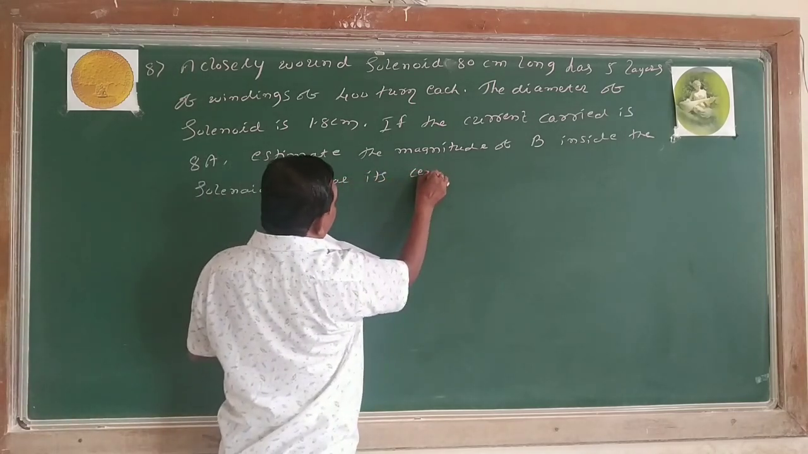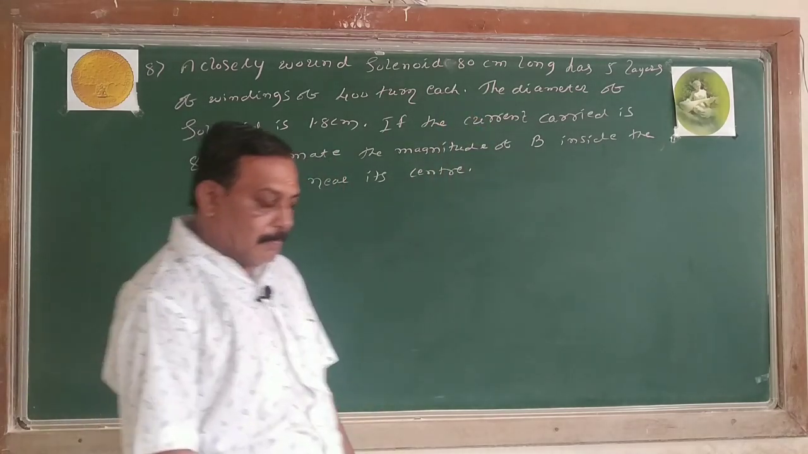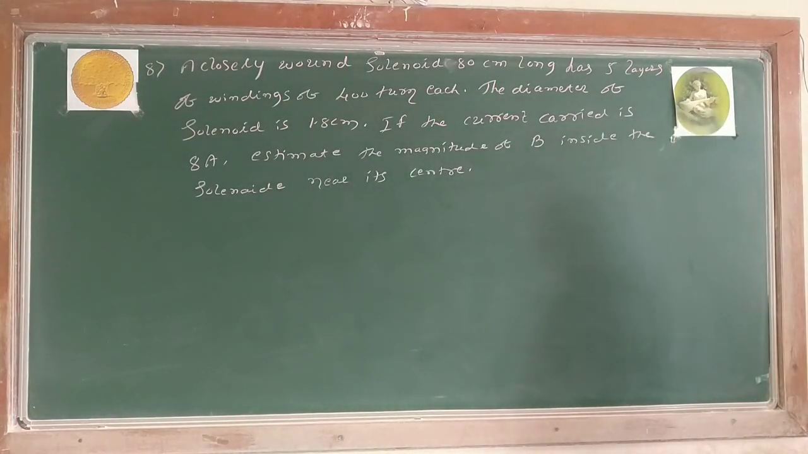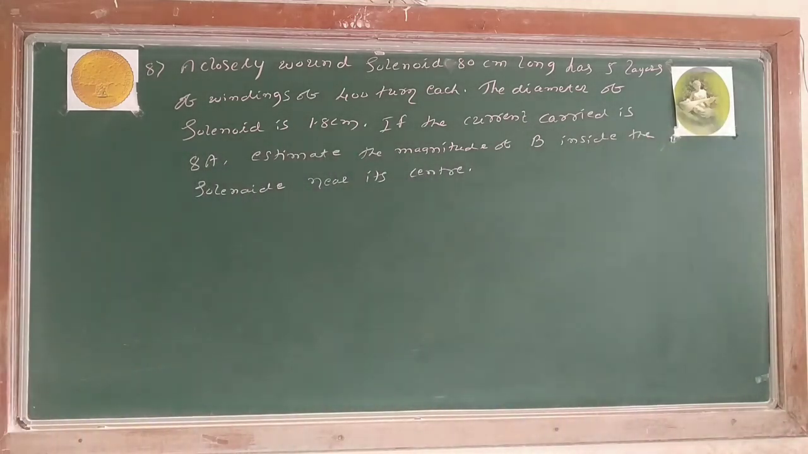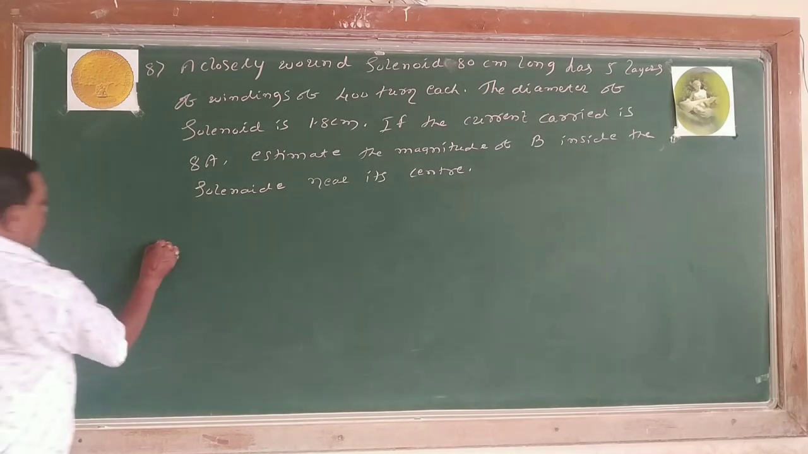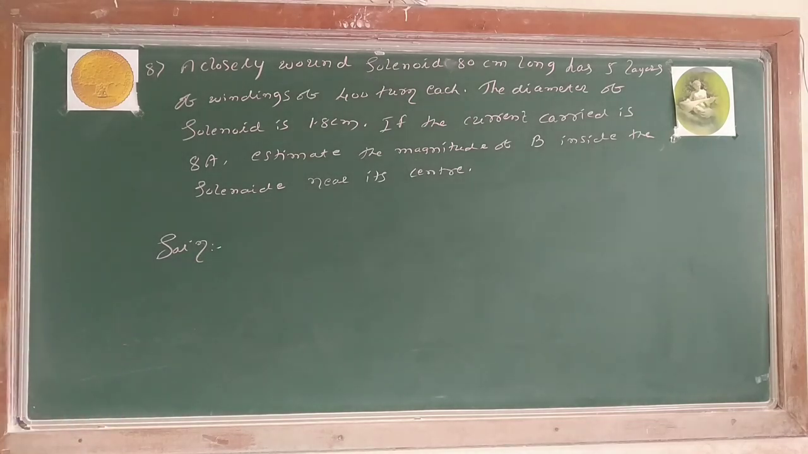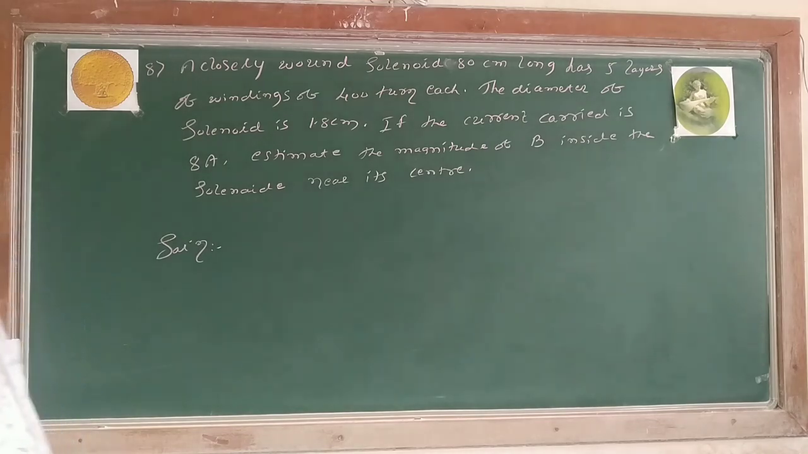Now this is our problem. Our aim is to calculate the magnetic field at the center of the solenoid. Right? The diameter is not used here for any work. Diameter or radius is meant for what? Toroid. Right. Glance through the problem well once, then let me come across the solution. So our aim is to calculate the magnetic field at the center of the solenoid.